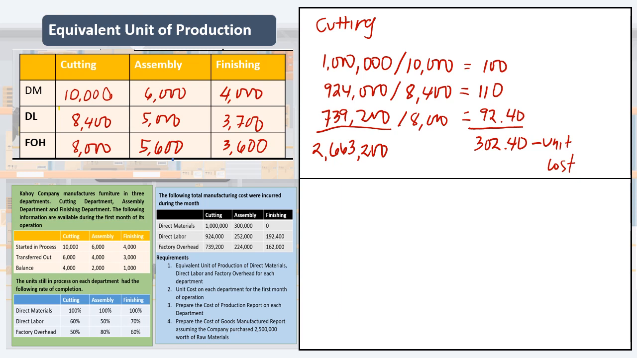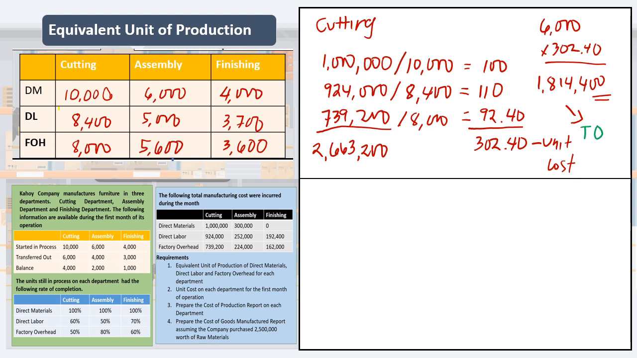So, to continue with our discussion, since we have computed the unit cost, from here we can already determine the amount to be allocated to our transferred out. Just look at how many units we transferred from cutting to assembly. I believe we have 6,000 units. Since our unit cost is available, multiply that by 302.40. So, the amount to be allocated to our transferred out will be 6,000 times 302.40. That will be 1,814,400. This is what we call transferred out.